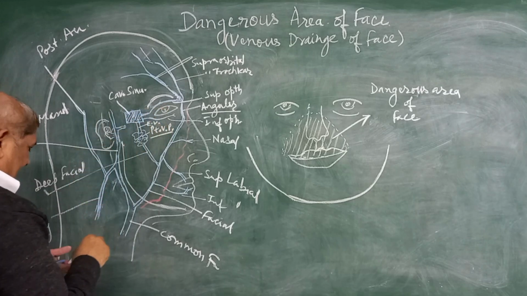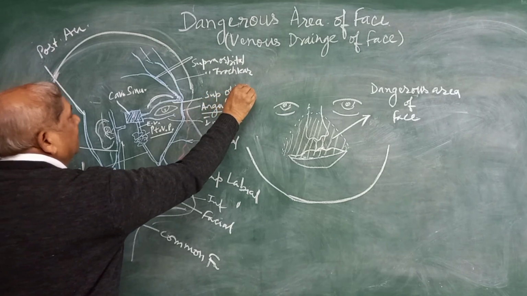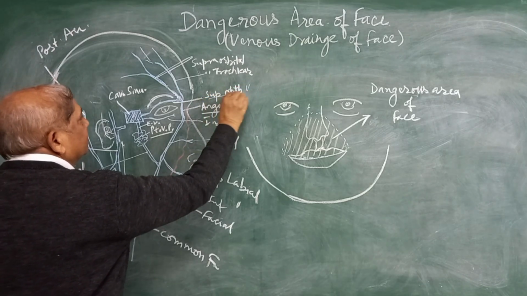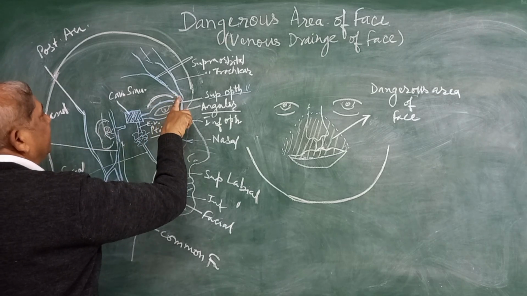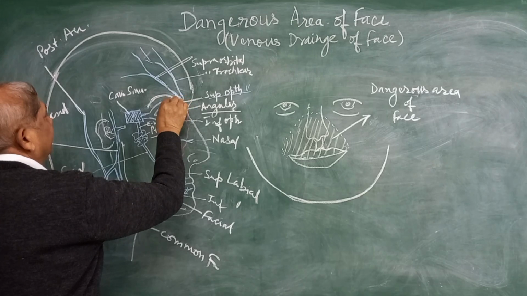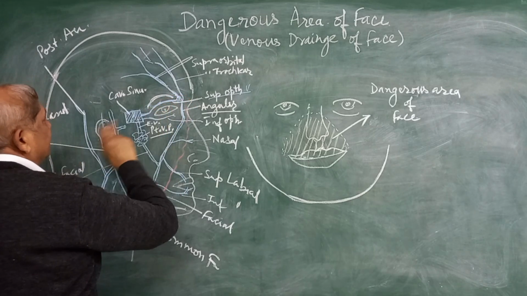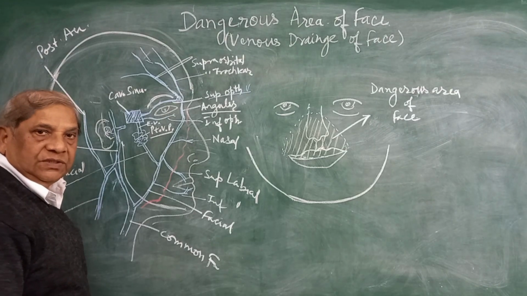But at the same time, you should also note that this is the superior ophthalmic vein. See this? This is the superior ophthalmic. And the superior ophthalmic vein communicates with the supraorbital, supratrochlear and the angular vein, and it also drains into the cavernous sinus through the superior orbital fissure.